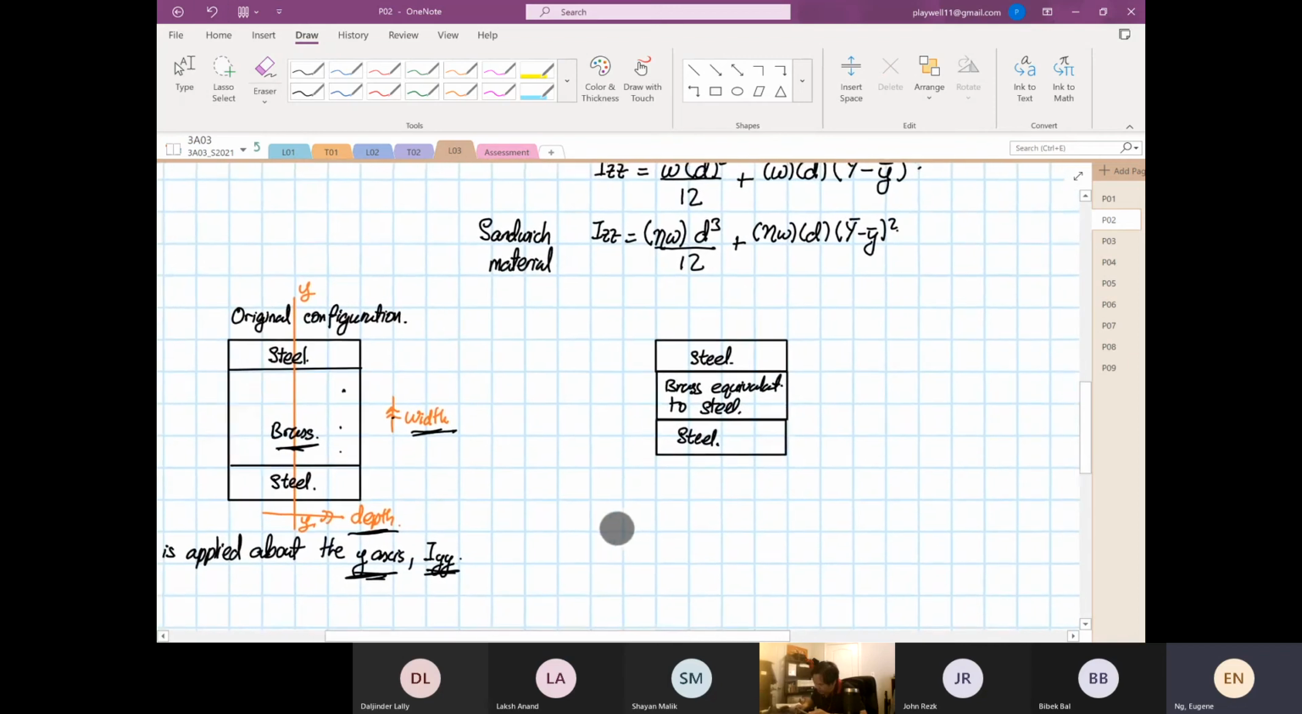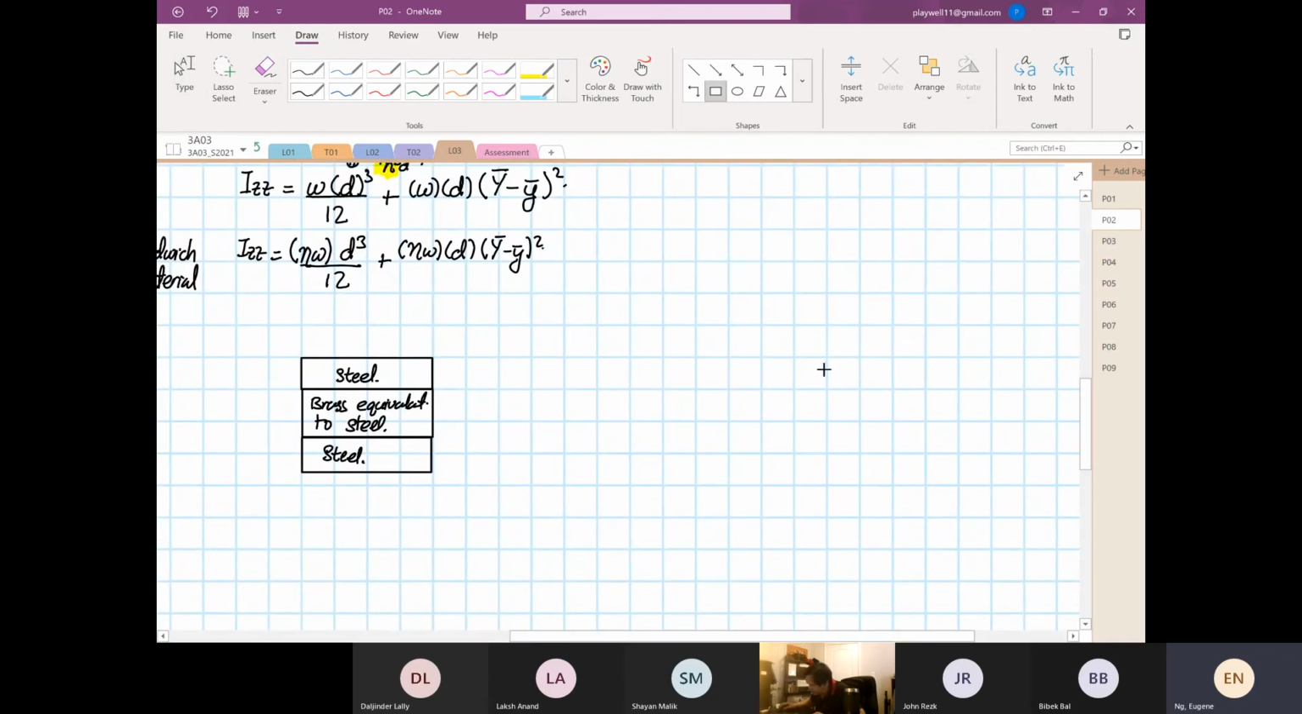The brass is what? 4/3. Okay, so the brass did not change. Right? The brass did not change at all. Hold on. But now the thickness of the what? The steel changes because it's twice, right? So this is brass. So the top part and the bottom part are our steel. So the width changes. Right? So this is our width.